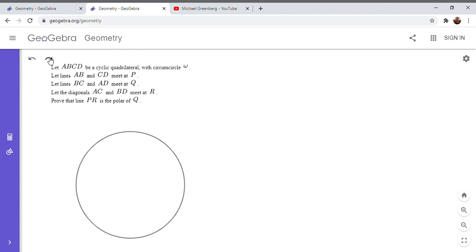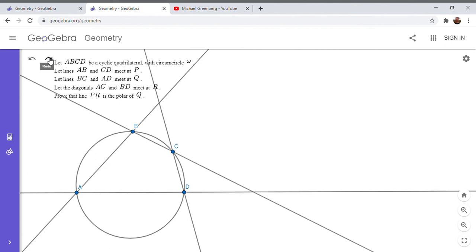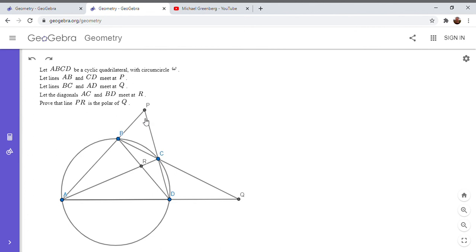So we have a cyclic quadrilateral ABCD, and I'm going to draw basically every intersection possible. So AB and CD meet at point P, and AD and BC meet at point Q, and then the diagonals BD and AC meet at a point R, and we want to show that the line PR is the polar of Q. So this is another theorem that seems almost too good to be true.